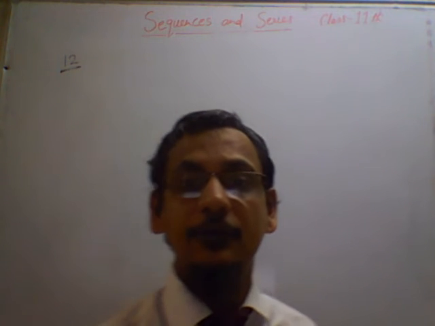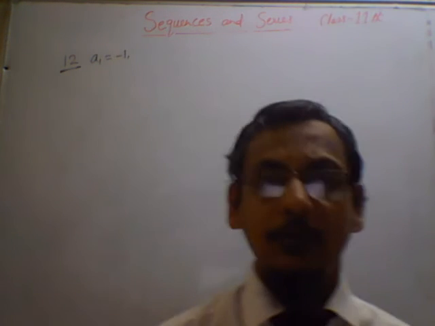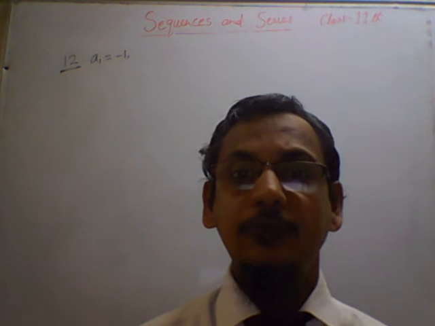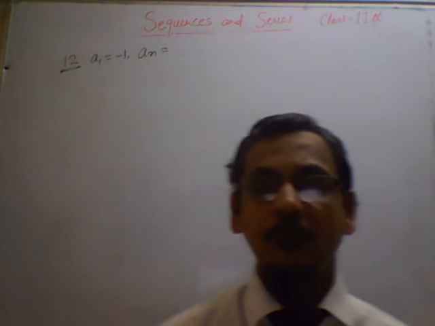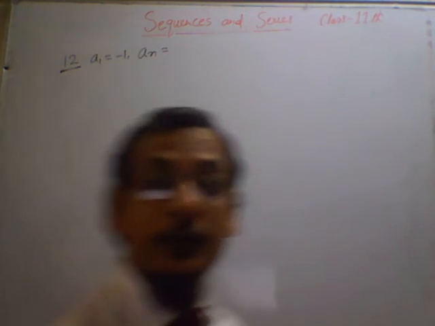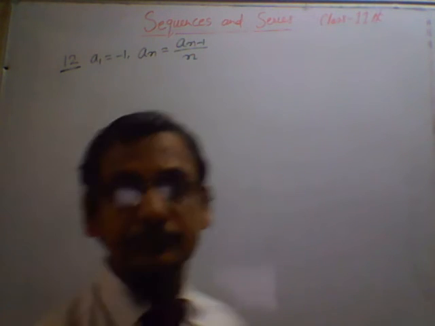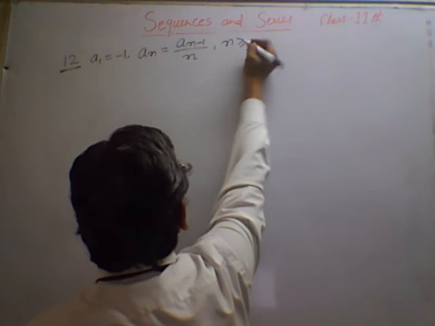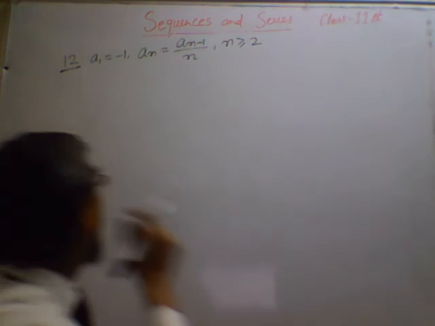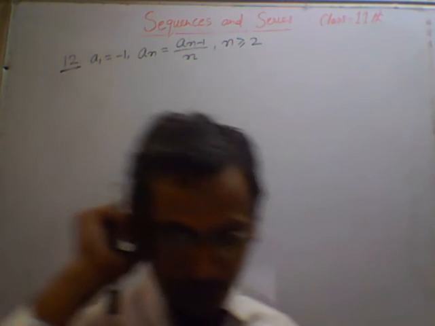In question number 12, a1 equals minus 1 and an equals an minus 1 over n, where n is greater than or equal to 2. So we have to write the first 5 terms.